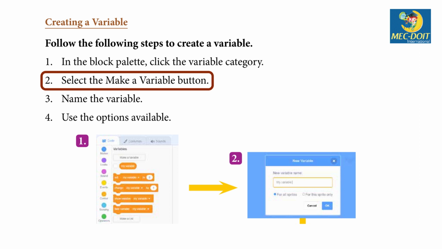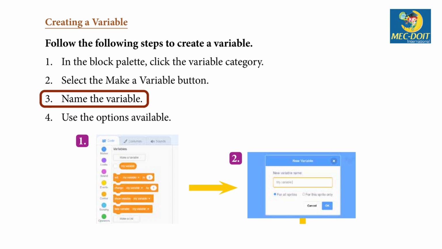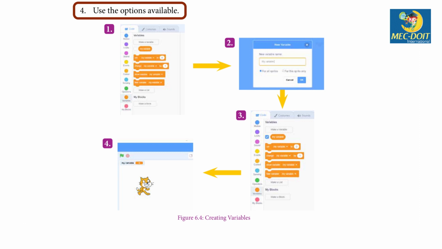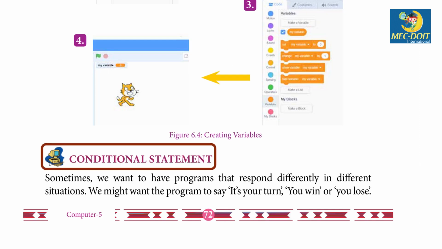Select the Make a Variable button. 3. Name the variable. 4. Use the options available.